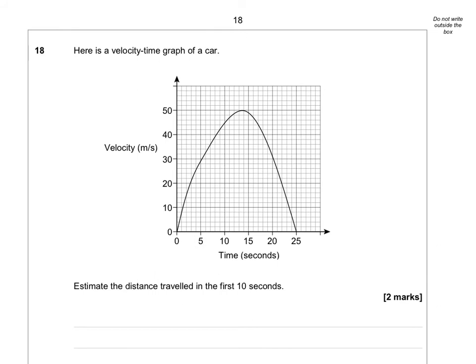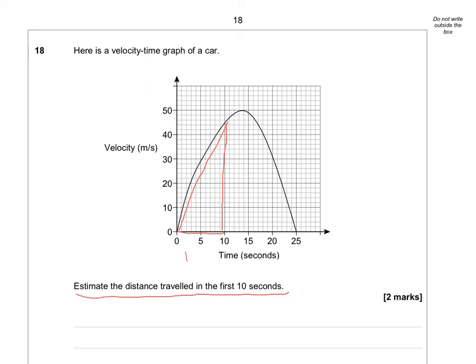Question 18 is looking at a velocity time graph, and it's wanting us to estimate the distance travelled in the first 10 seconds. When we're trying to estimate distance from a velocity time graph, we're looking at the area under the graph. So we're looking for the area underneath the graph from 0 to 10 seconds. How we're going to do that is break that into a triangle, and find the area of this triangle.